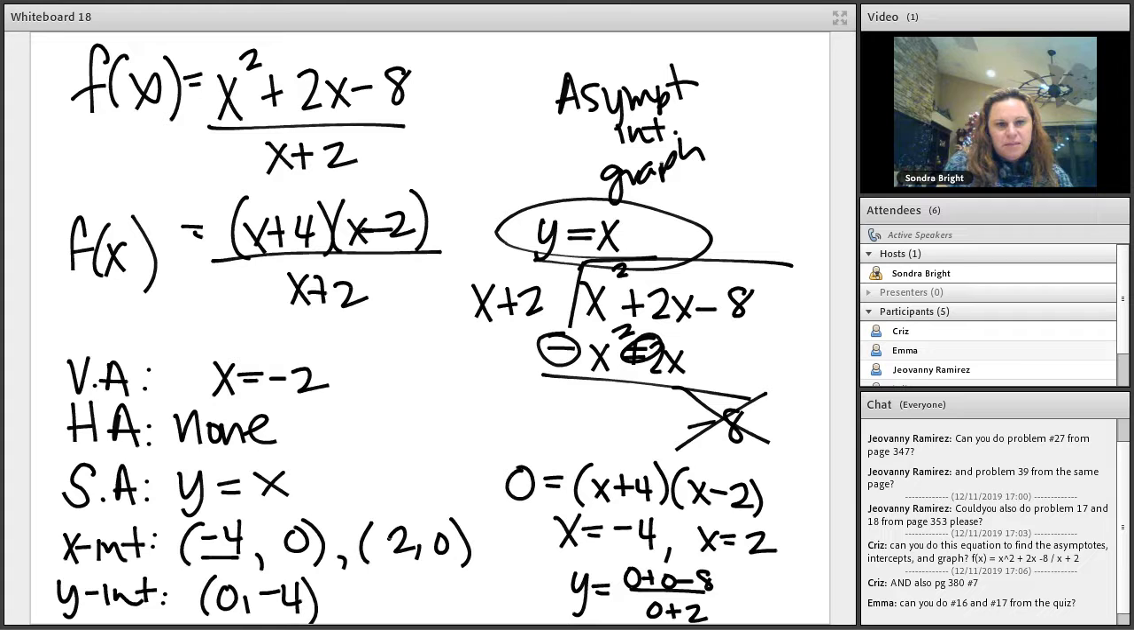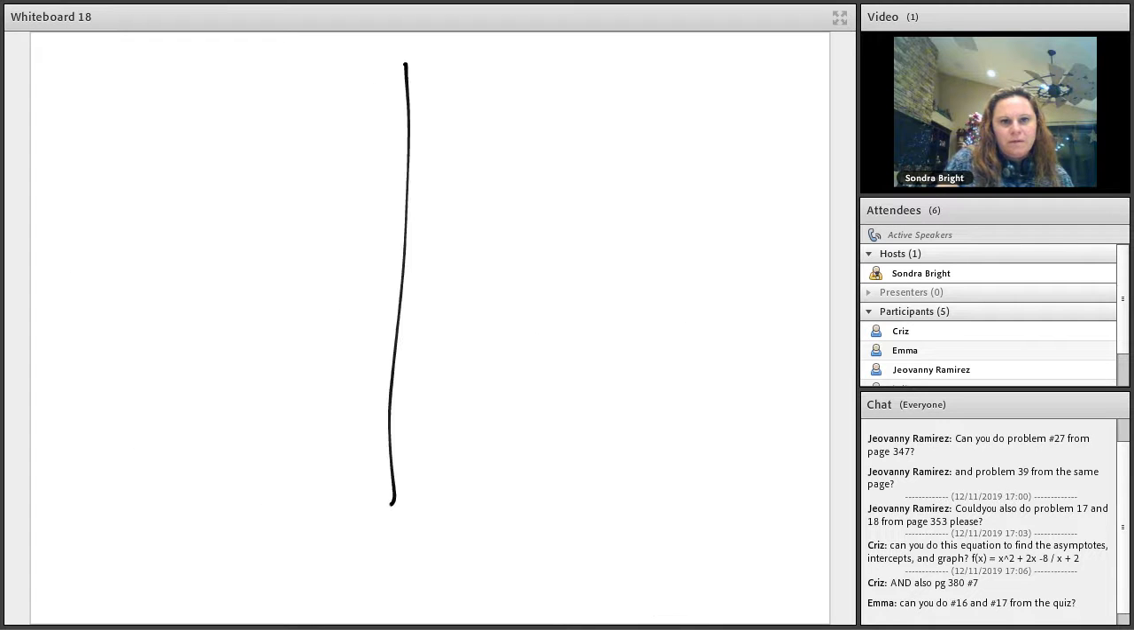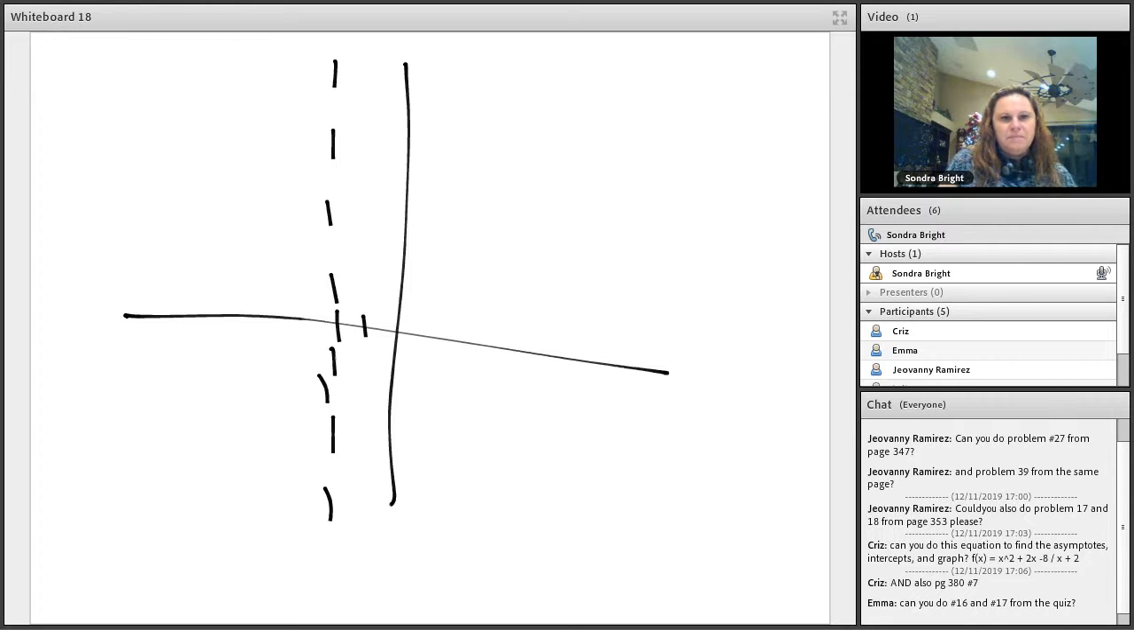All right, and then graphing it, okay, help me remember, y equals x, x equals -2. All right, so we've got x equals -2 as a vertical asymptote. That's ugly, but okay. We've got a slant asymptote going through y equals x. And again, that's ugly too. Whatever.